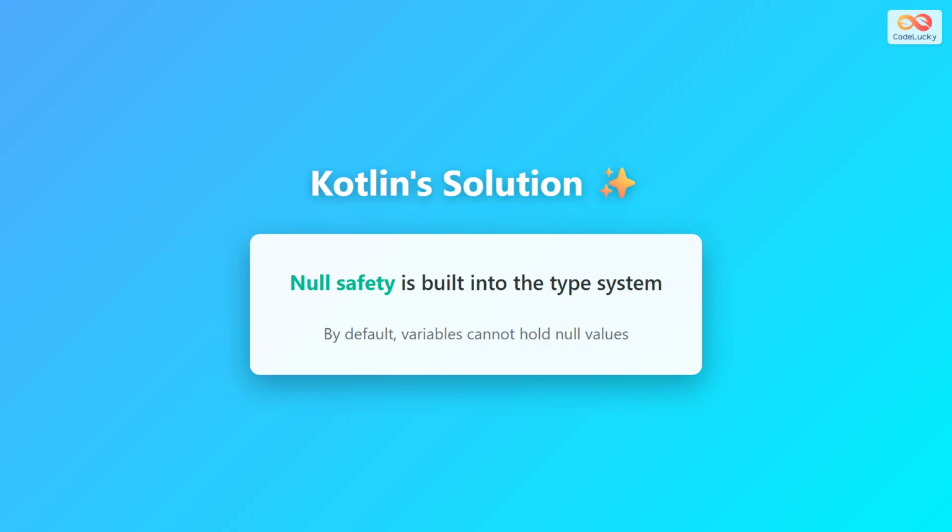Kotlin solves this problem by building null safety directly into the type system. Unlike many other programming languages, Kotlin distinguishes between variables that can hold null values and those that cannot. By default, all variables in Kotlin are non-nullable, meaning they cannot hold a null value. This design choice eliminates a huge class of potential runtime errors right at compile time.